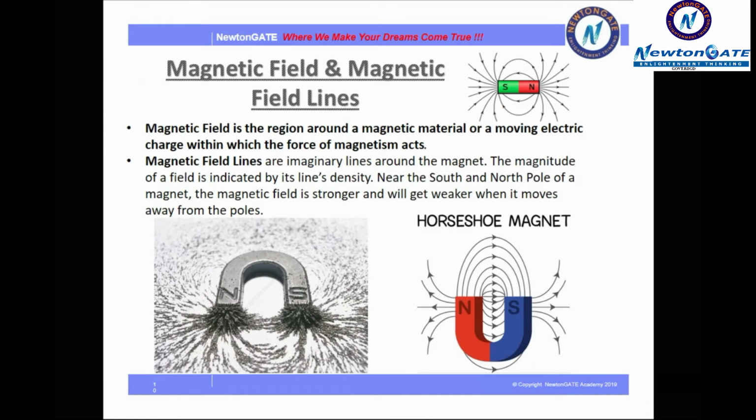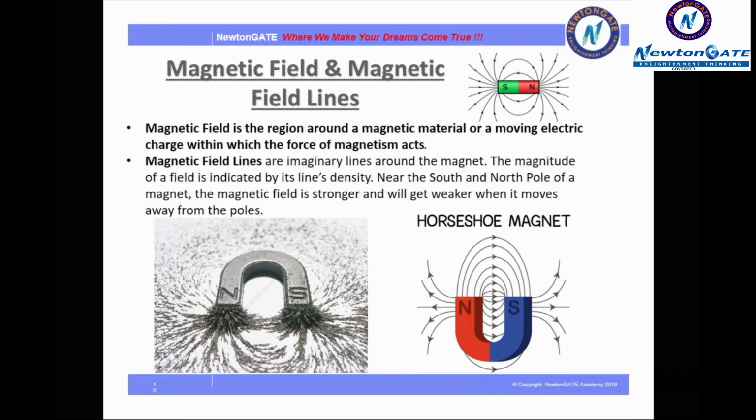Now comes our next topic, that is magnetic field and magnetic field lines. What is magnetic field? Magnetic field is the region or the space around a magnetic material or a moving electric charge. Why has moving electric charge also been stated here? Because we know that a moving electric charge is the carrier of electricity, right? So a moving electric charge also creates a magnetic field around it, within which the force of magnetism acts.